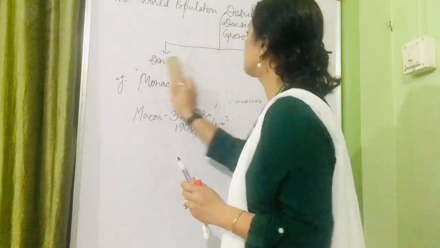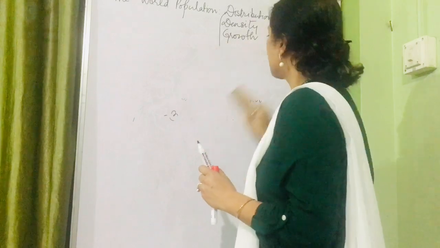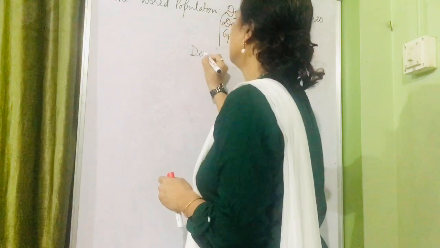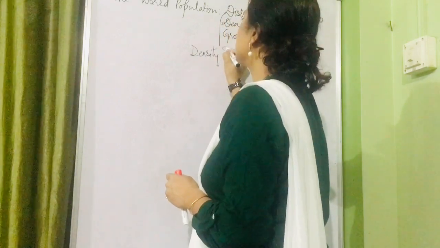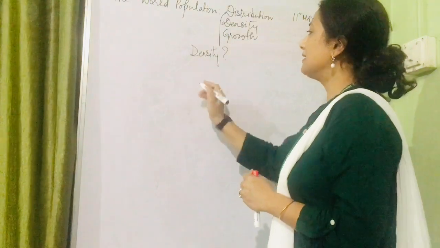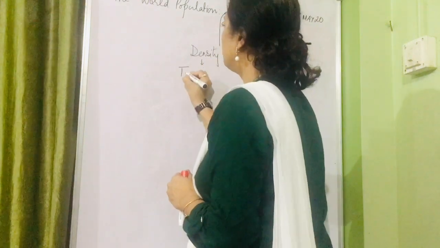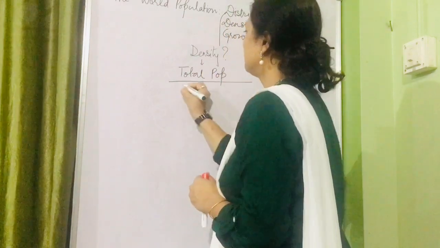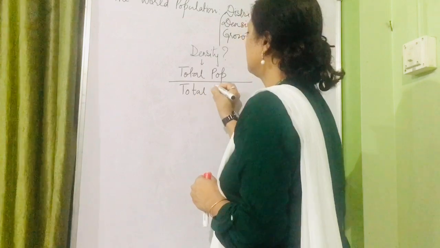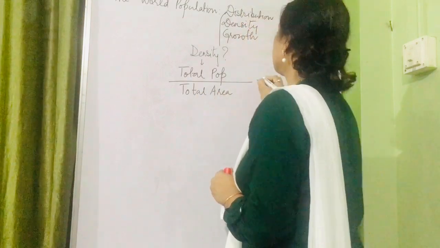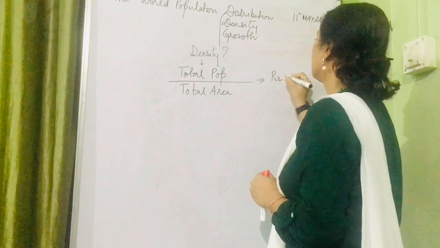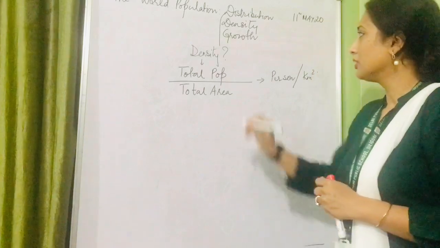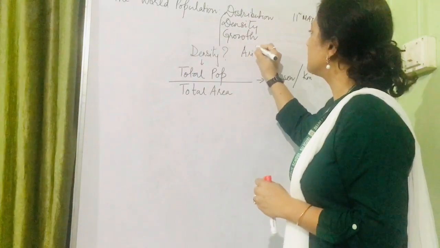Now, to discuss the distribution, it is studied in terms of density. So the first question is, what is density? The word density refers to the total population divided by the total area, and this gives us persons per square kilometer. This type of density is known as arithmetic density.